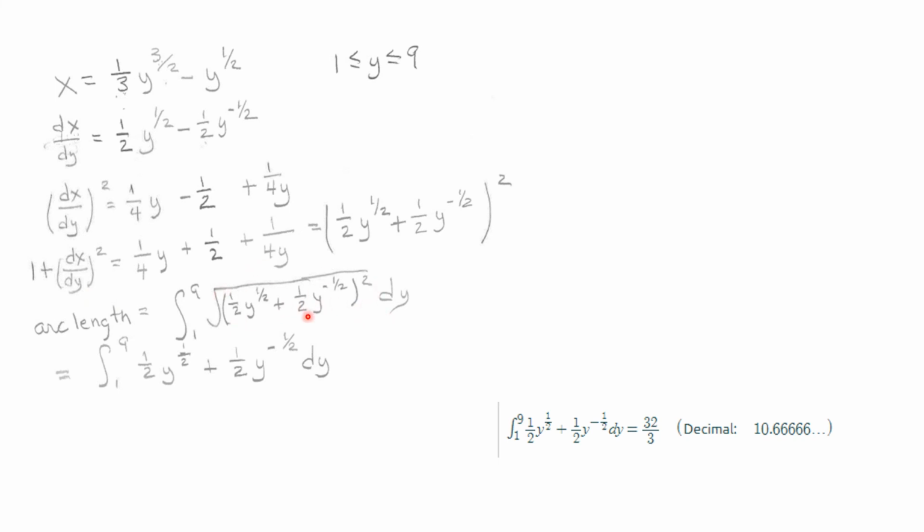And so when you take the square root, and for these ranges it's positive, the square root of this thing squared is just that. And so this is a pretty simple integral to evaluate. Again, remember that was a negative 1/2, so if you evaluate that, you get 32 over 3.